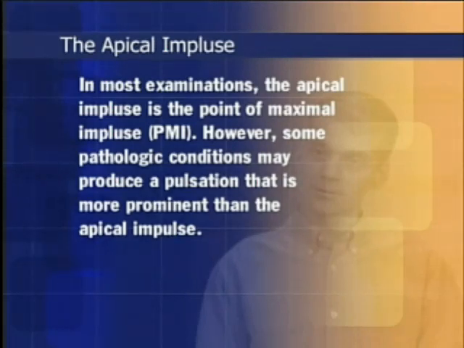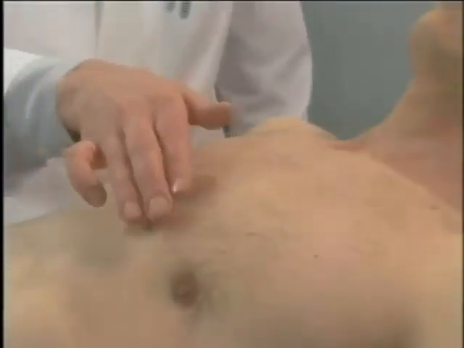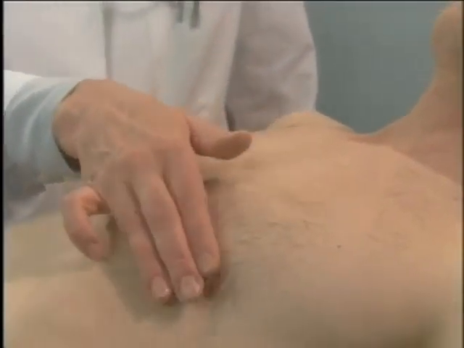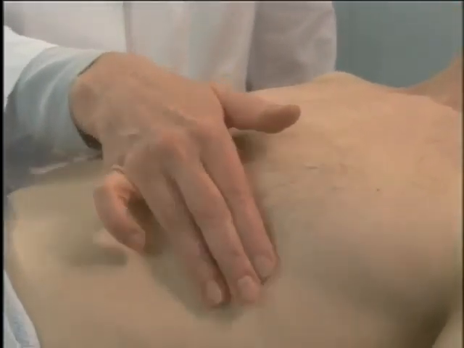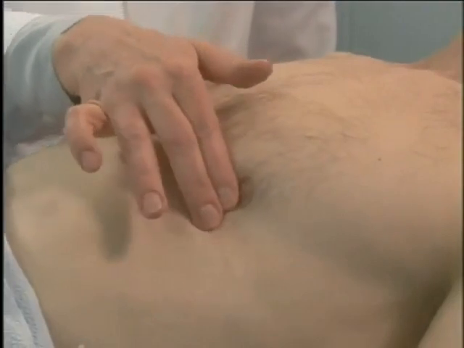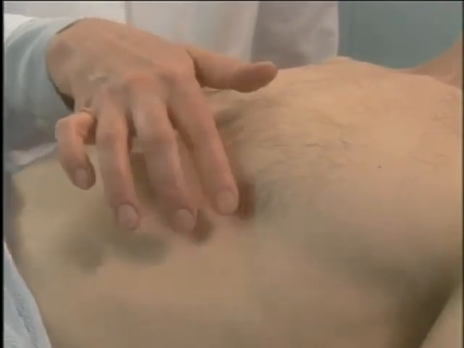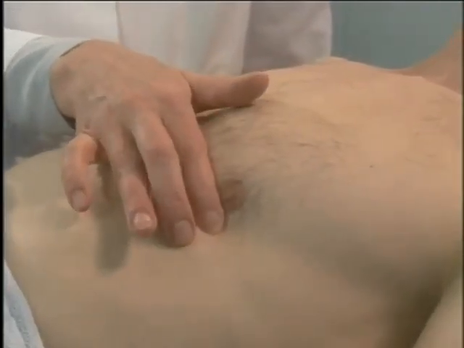However, some pathologic conditions, an enlarged right ventricle, for example, may produce a pulsation that is more prominent than the apical impulse. Using the palmar surfaces of several fingers, then for finer assessments, your fingertips followed by one finger alone, palpate to confirm the characteristics of the apical impulse.